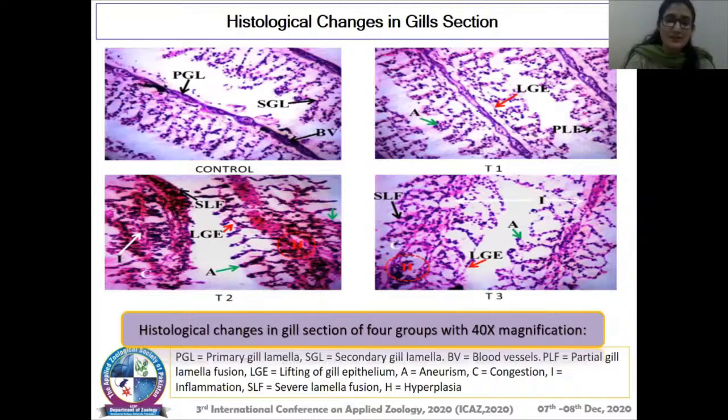Histological changes in gill section: control, T1, T2, T3. Different types of alterations were observed with the different concentrations of the silver nanoparticles. These alterations were partial gill lamella fusion, lifting of gill epithelium, aneurysm, congestion, inflammation, severe lamella fusion, and hyperplasia. All these alterations increased in number with the increased concentration of the silver nanoparticles.